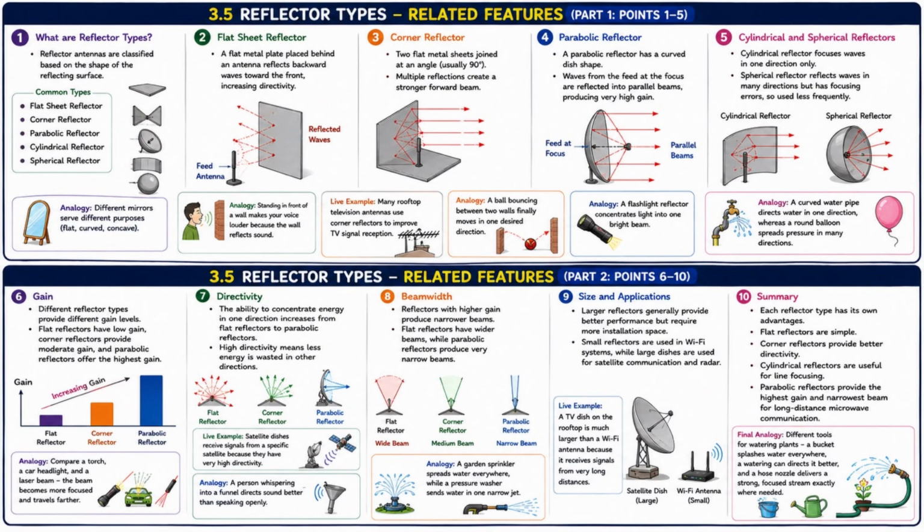Okay, next, fourth one. Which reflector? Parabolic reflector. This is an important one out of so many reflectors. A parabolic reflector has a curved dish shape. Waves from the feed placed at the focus are reflected into parallel beams. What for parallel beams? It will produce very high gain.